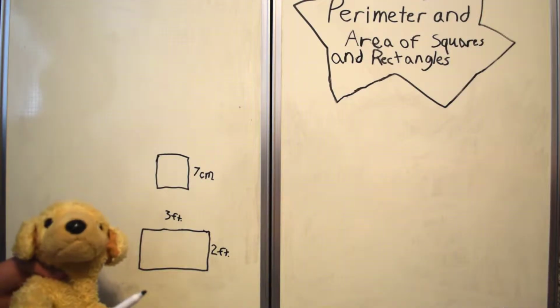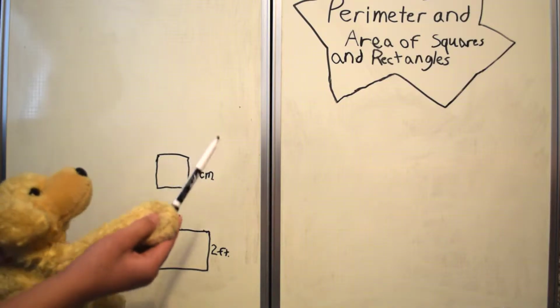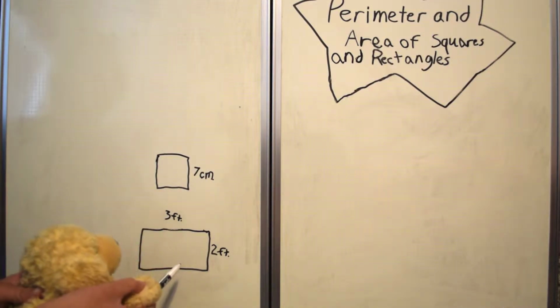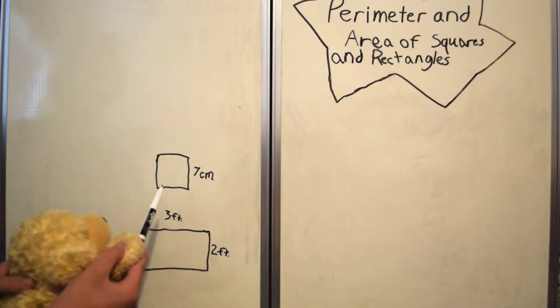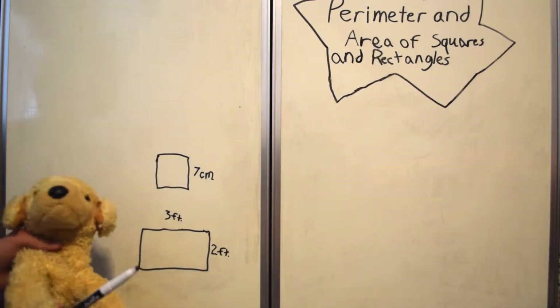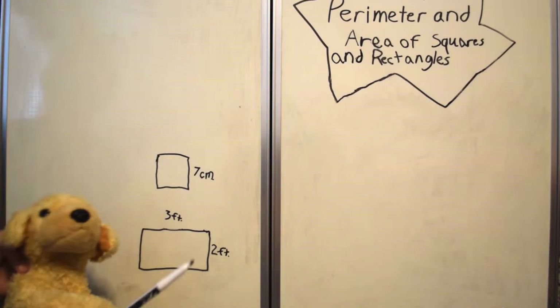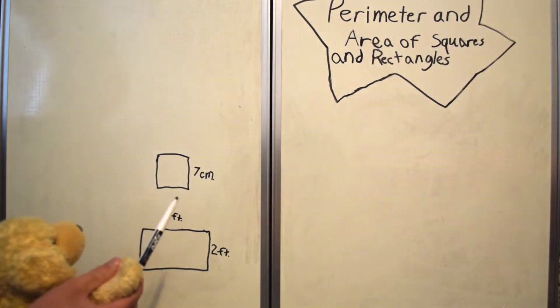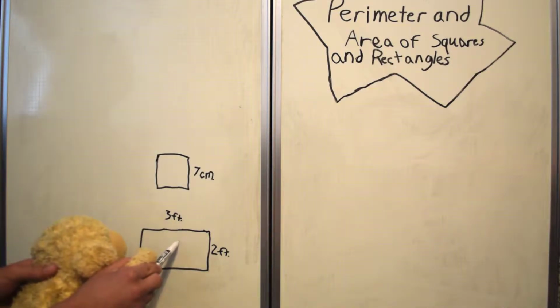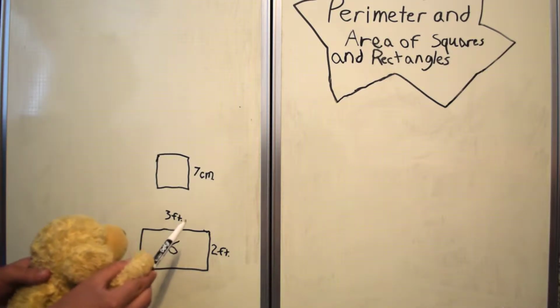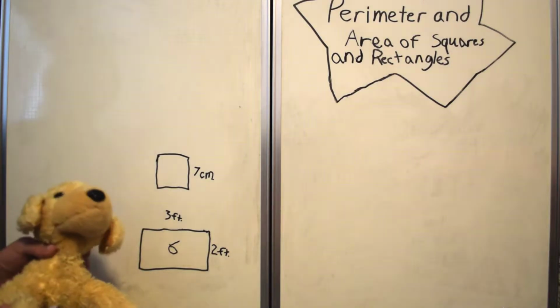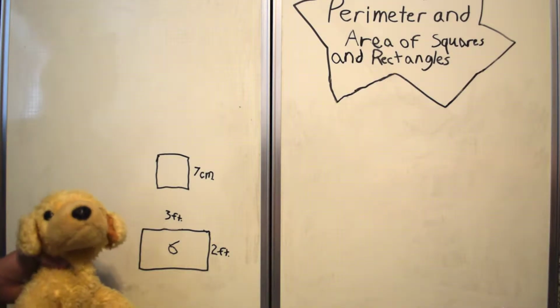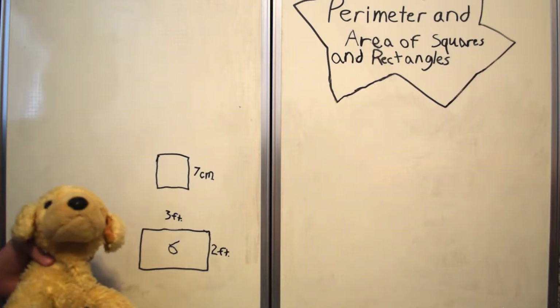Okay, we'll move on to area now. As you can see, this rectangle has one side that's 2 feet long and one that's 3 feet long. What's 2 times 3? It's 6. That means that this rectangle's area is 6 square feet. Don't forget the square part. When you're talking about area, you have to use the word square a lot.